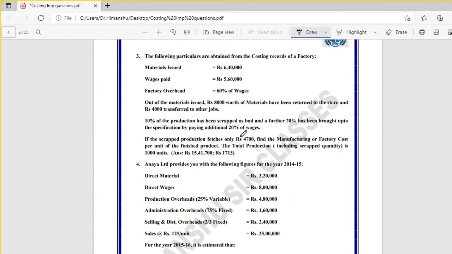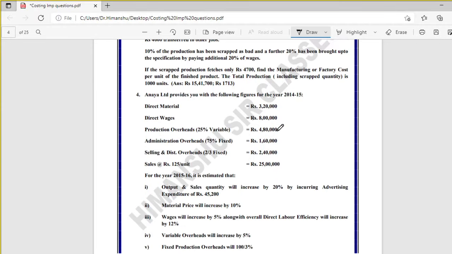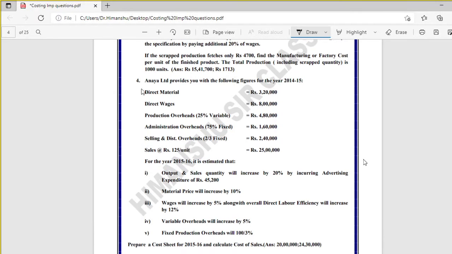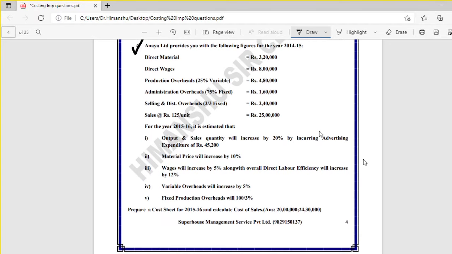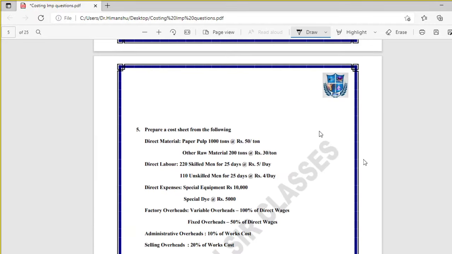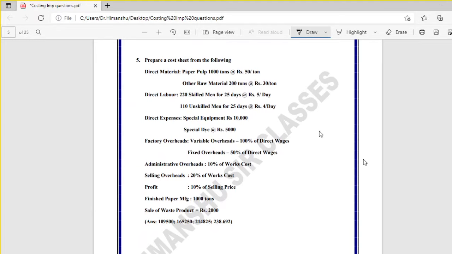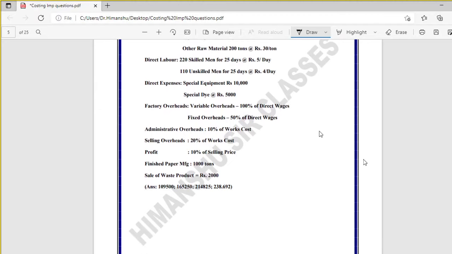Regarding scrap and spoilage. The fourth one is pretty important, Anaya Limited. This is again regarding cost sheet. Waste product has been sold and paper pulp problem.